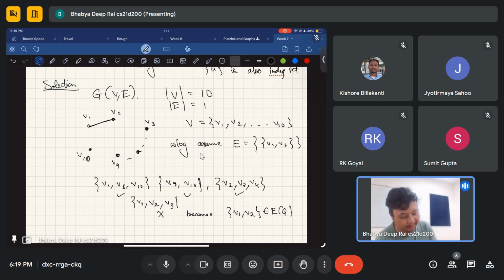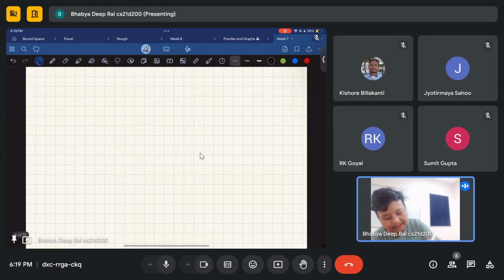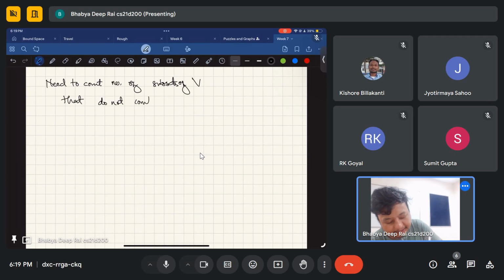Okay, good. So now what does this mean? We need to count the number of subsets of V that do not contain both v1 and v2.